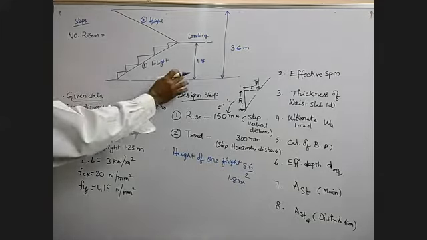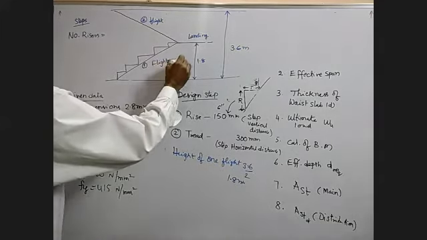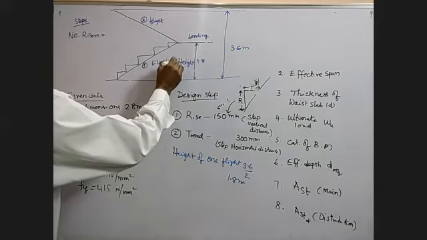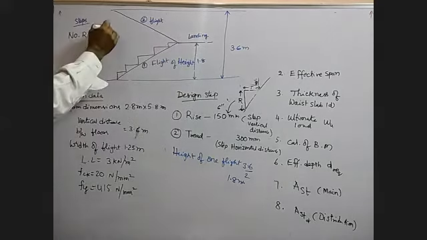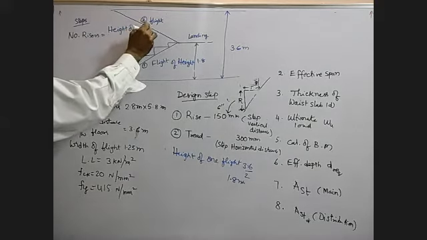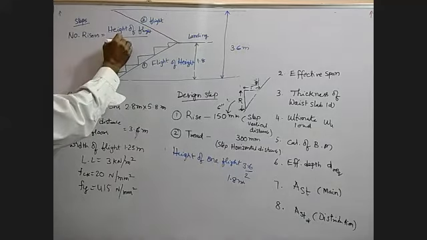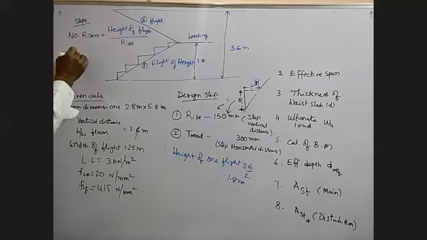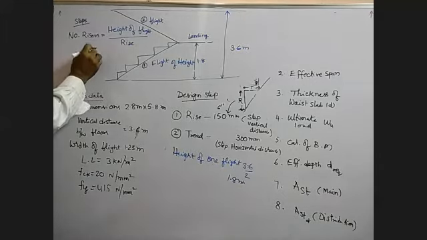Okay. So this height is height of each flight. This is height of flight is equal to 1.8 meters. This is height of flight divided by rise. So height of flight, height of flight is given as 1.8 meters. This is meters.